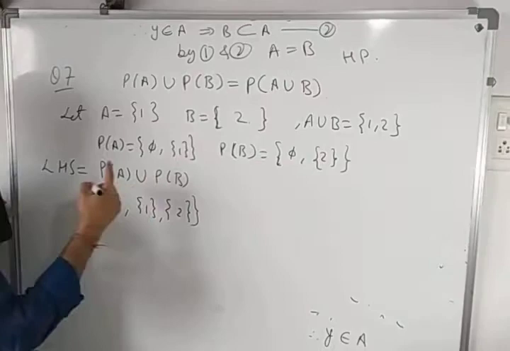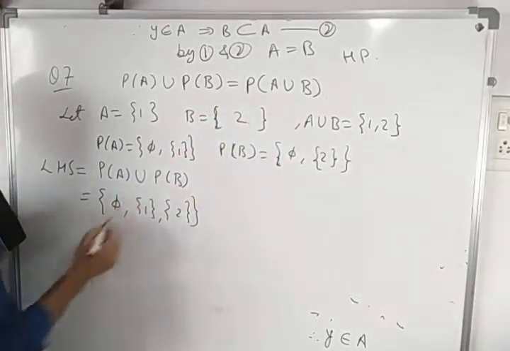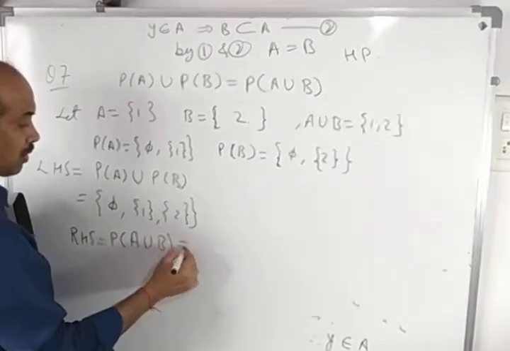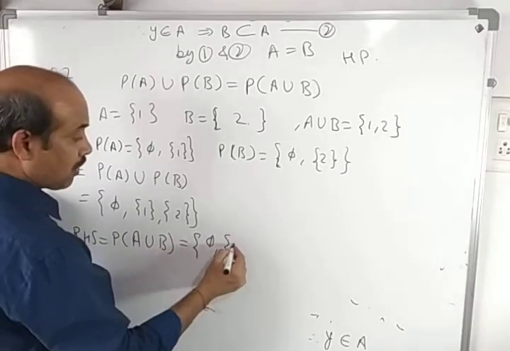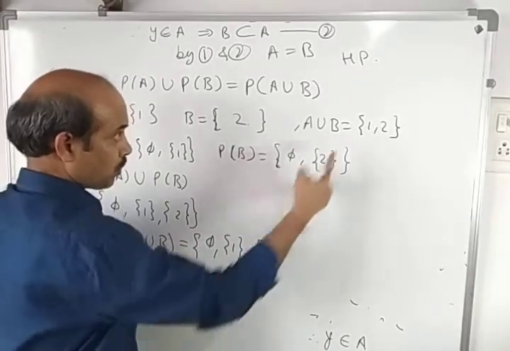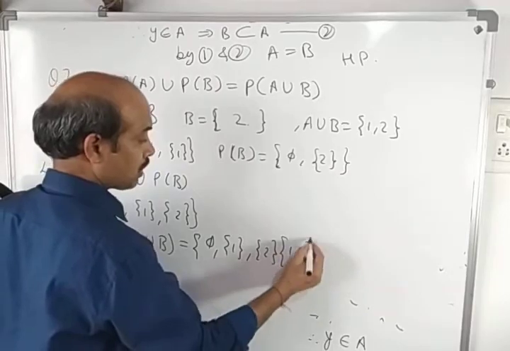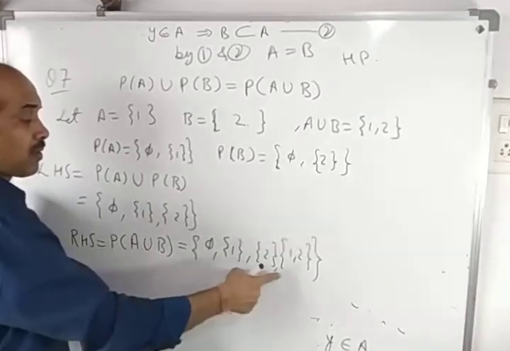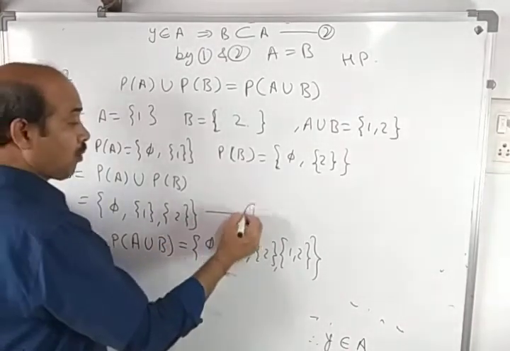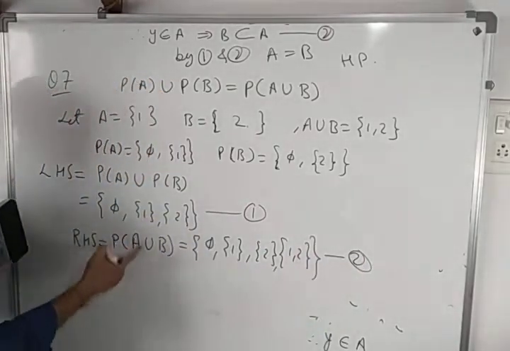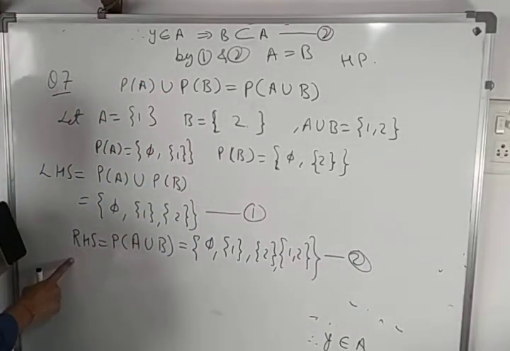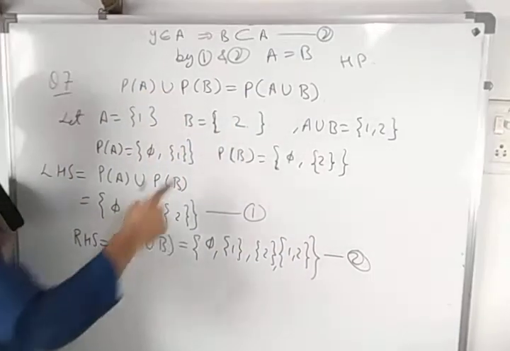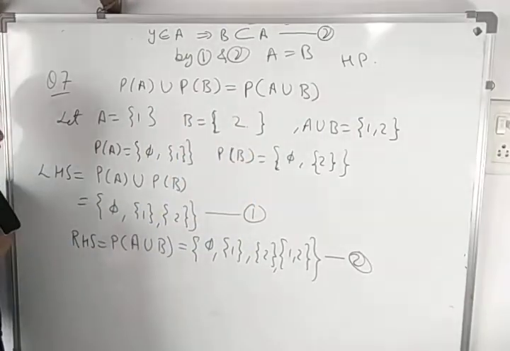Now we are finding the RHS. A union B is this. The power set of A union B will then be ∅, {1}, {2} and also {1, 2}, the set itself as a subset of itself. So this is the power set of A union B. Now see, {1, 2} is not in the left side, so LHS is not equal to RHS. So by a small example we can show that in the case of union, this result is not true.